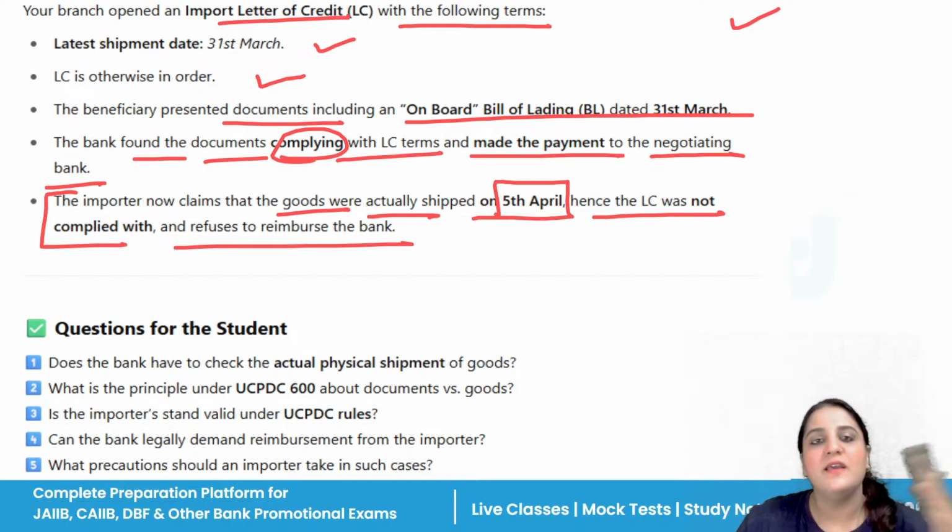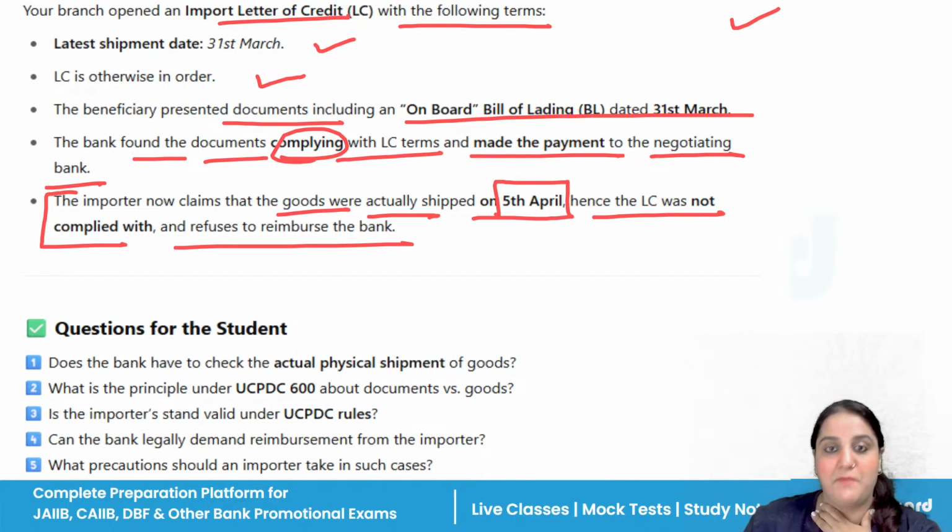Hence, the LC was not complied with and the importer refuses to reimburse the bank. Does the bank have to check the actual physical shipment of goods? What is the principle under UCP 600 about documents versus goods? Is the importer's stand valid under UCP DC rules? Can the bank legally demand reimbursement from the importer? What precautions should an importer take in such cases?